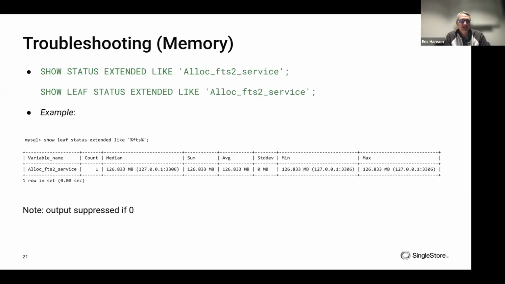A little more about troubleshooting. If you want to troubleshoot how much memory is getting used for full text search v2, you can do show status extended like alloc FTS2 service. That's an allocator variable that shows how much memory is getting used for full text search v2, and the way it interacts with the external Java Lucene process. So there's an example of output. Note, if you don't get any output when you do this search, it might be because it's a 0 and not actively being used. If it's 0, the output is suppressed.